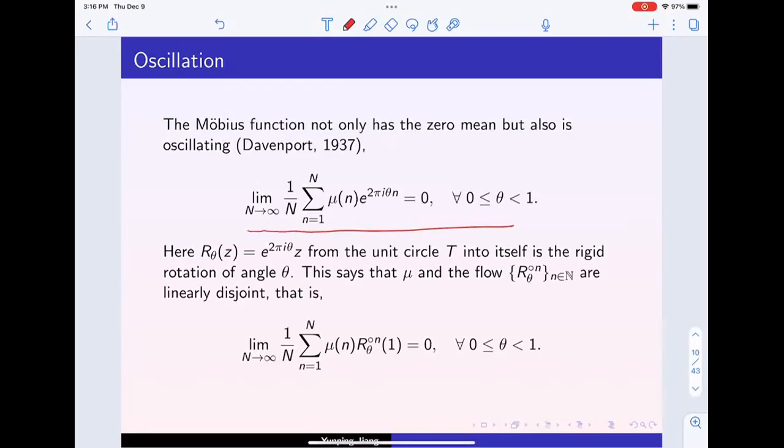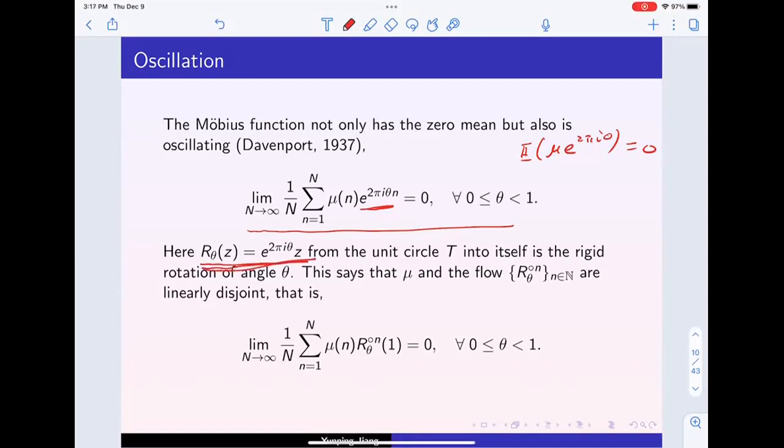That really means the mean of the Mobius function times e to the 2 pi i n theta also is 0. Not only does the Mobius function itself have mean 0, but if you couple it with another function, like this one. So that is the Davenport theorem. But how do you view this one in a dynamical system? So if you look at this map.